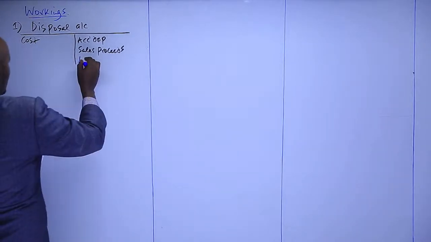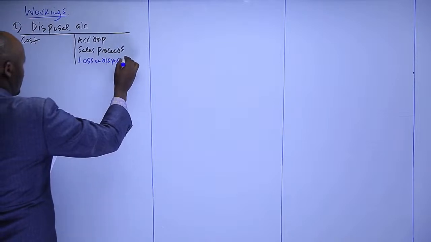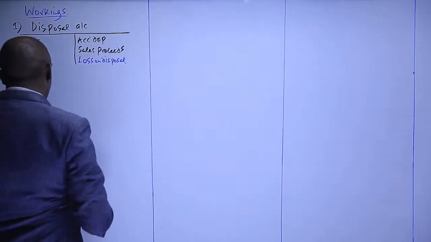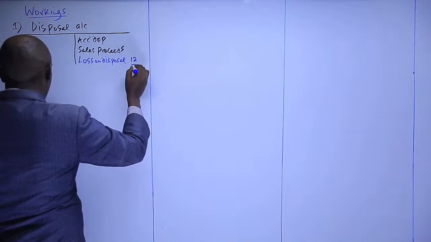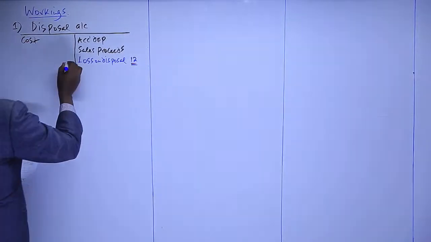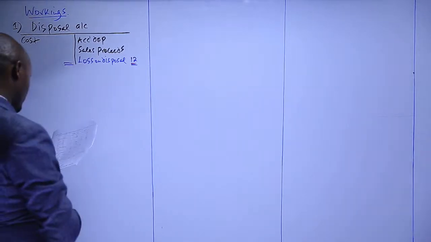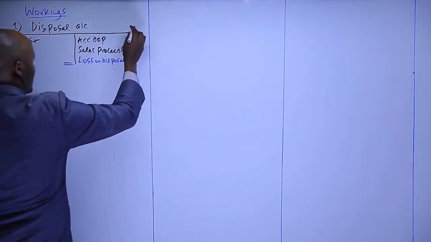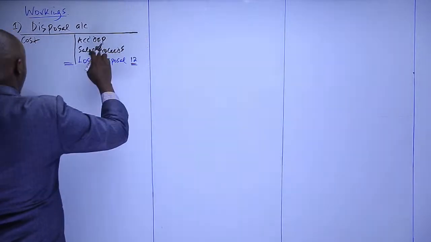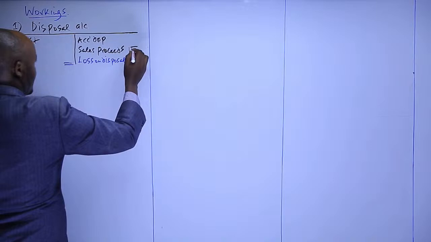loss. But in that point, we are told that this item was disposed at a loss. So we are already given the loss, and the loss in our case is 12 million. All our figures are in millions of shillings. So for us to be consistent, we are going to work with all our figures in millions of shillings. And then which other item are we given here? We are given the sales proceeds.